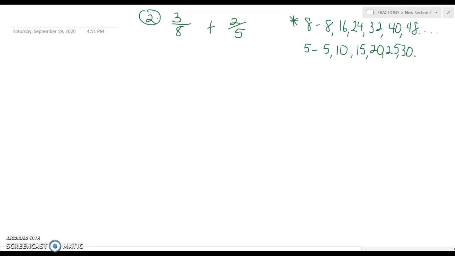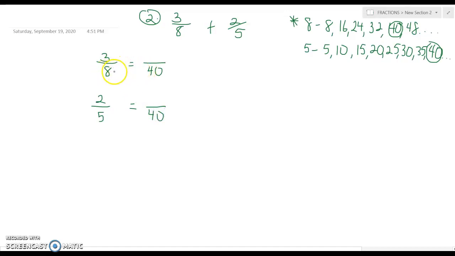So if you want, we could stop and see if we find anything in common. Is there anything in common so far? No, I'm not seeing anything in common as yet, so we need to keep going. 35, 40. All right, we can stop. Our lowest number in common is now 40. So now, let's make each fraction with 40 as the denominator. So I'm going to do that for both fractions.